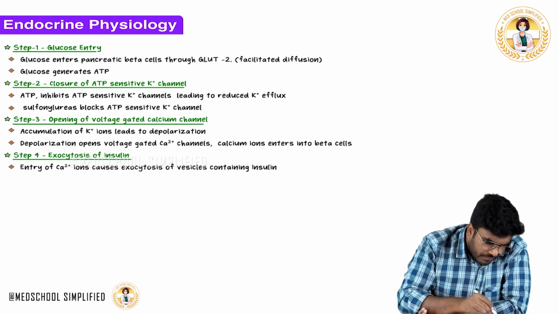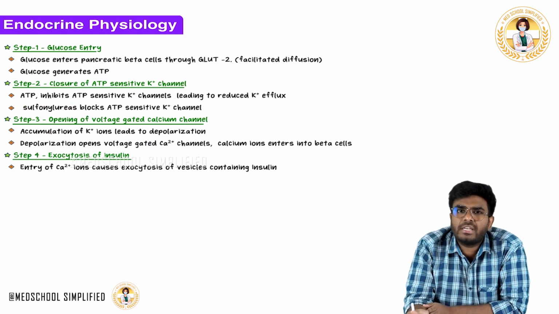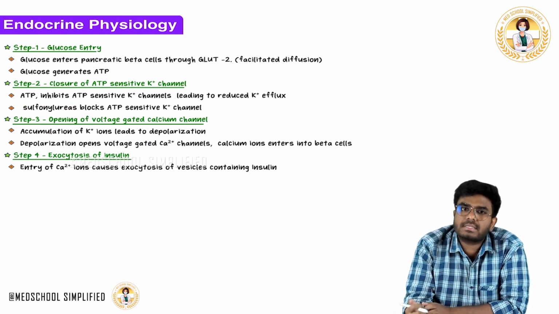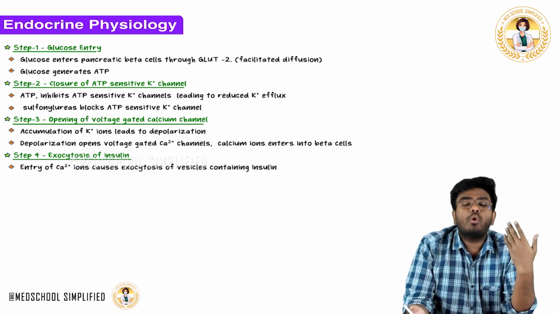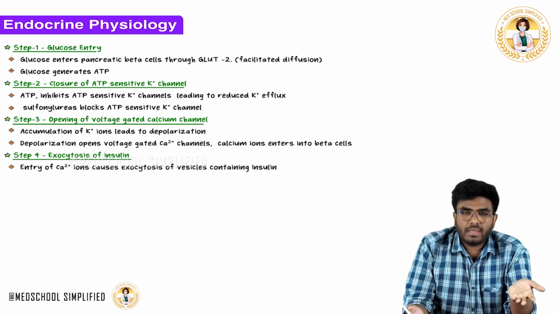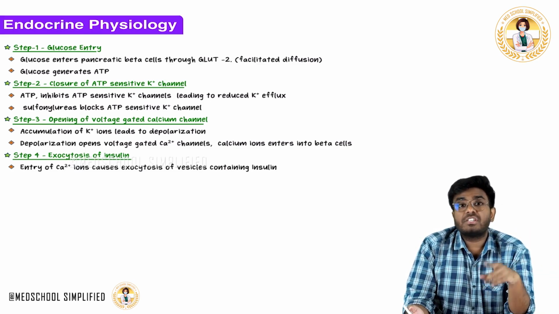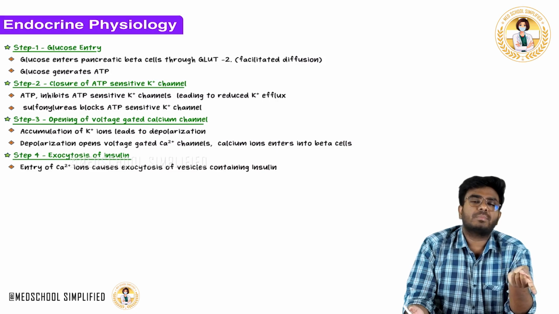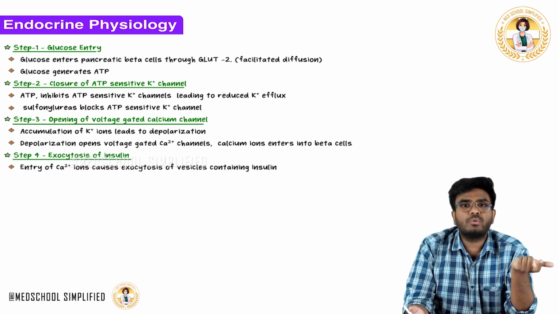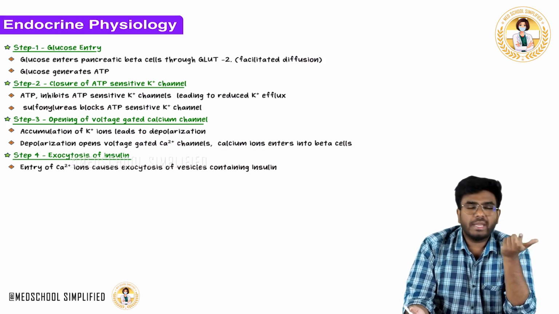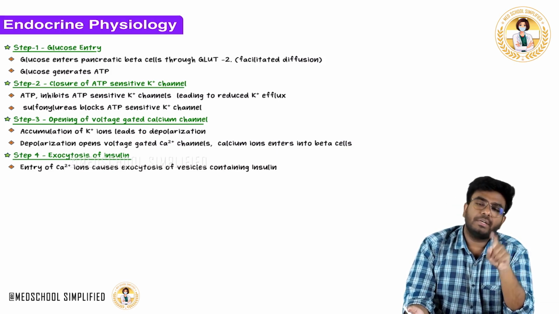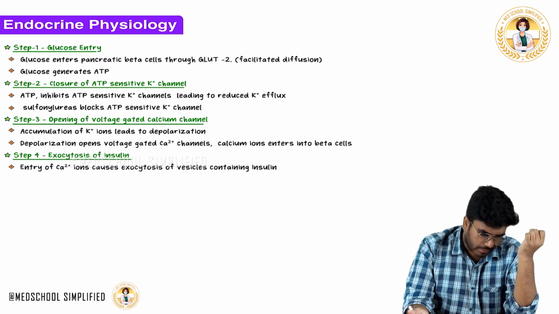So can I call the sulfonylurea drugs insulin secretagogues? Yes. If you take sulfonylurea, more and more insulin will be secreted. So more insulin will be there in the blood, which is used in the treatment of diabetes mellitus. So for the treatment of diabetes mellitus, you can use drugs like sulfonylureas, which will block ATP sensitive potassium channels, leading to more secretion of insulin.